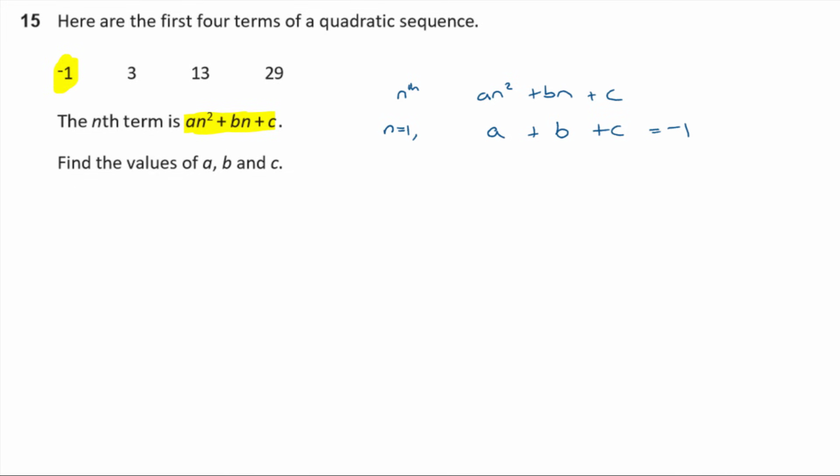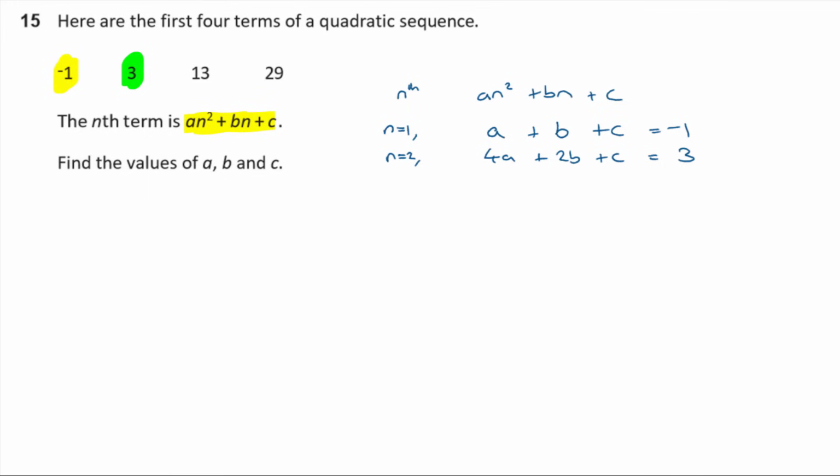Then what I'm going to do is use n is equal to 2. When n is 2, n squared, 2 squared is 4. So I'm going to get 4a plus bn. N is 2, so that's 2b plus c. And that is equal to the second term of my expression, which is 3. Okay, so can you see I've got simultaneous equations in a, b, and c.